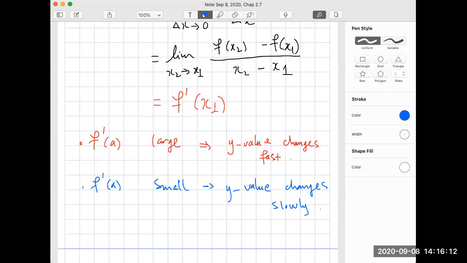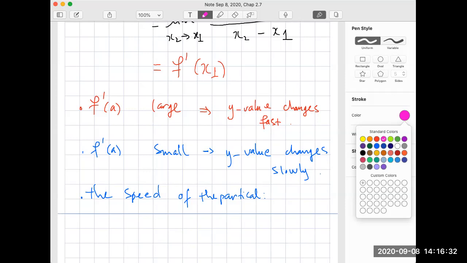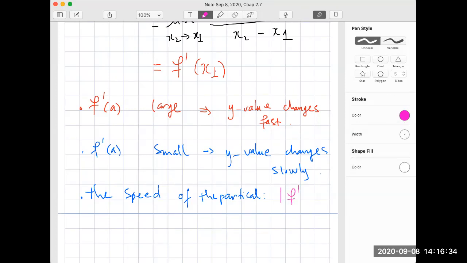So if we're talking about a particle moving in space, then the speed of that particle is the absolute value of f prime at that point.